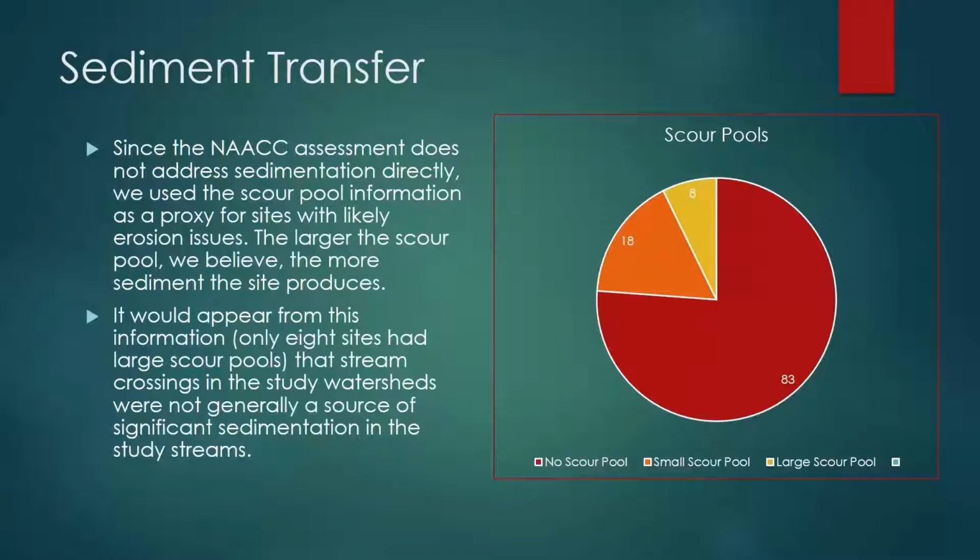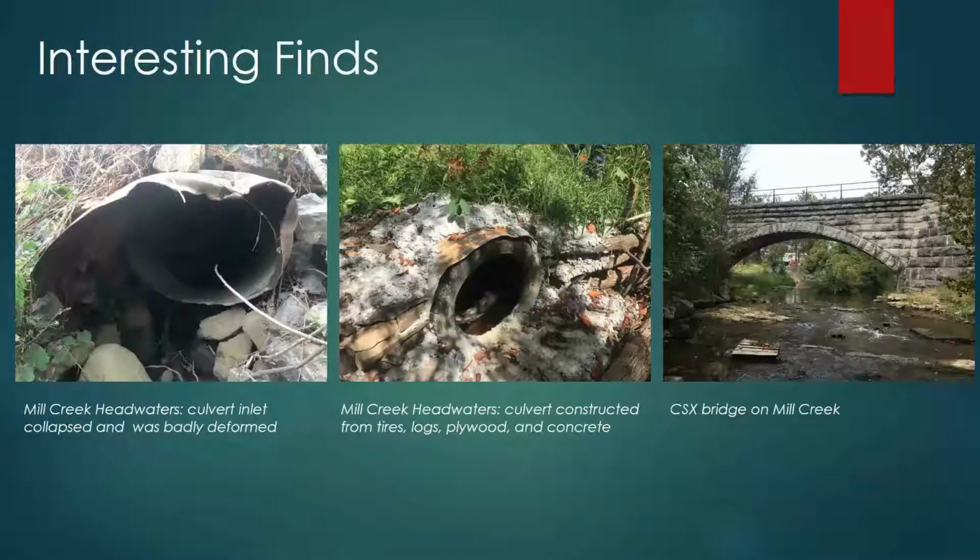A few interesting finds along the way. You know, we did 109 surveys and we did find some interesting stuff. And I wanted to point out some. In Mill Creek headwaters, the culvert inlet, in this case, collapsed. The left picture, this picture is taken looking directly into the pipe. You can't see light at the end of the culvert. It's completely collapsed on the inside. It's rolled at the inlet that you can see. And it's perched also. So there is stream actually running through those rocks underneath the culvert. This was a pretty interesting find.